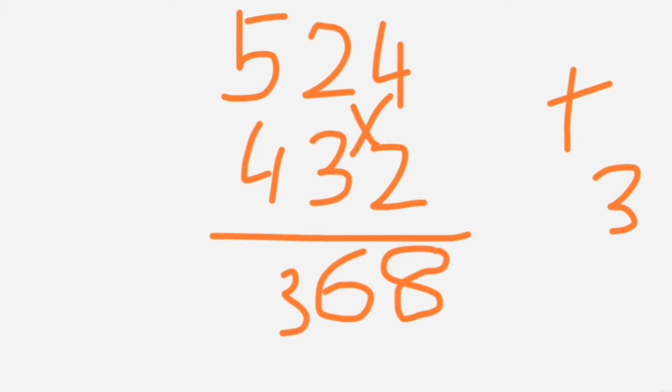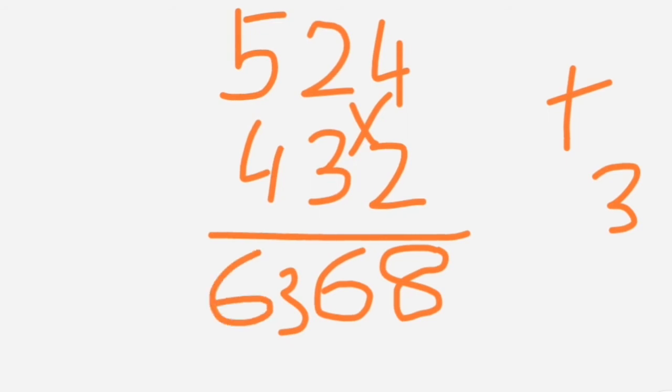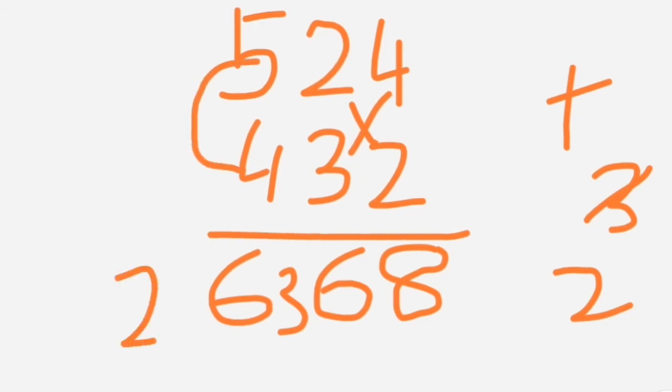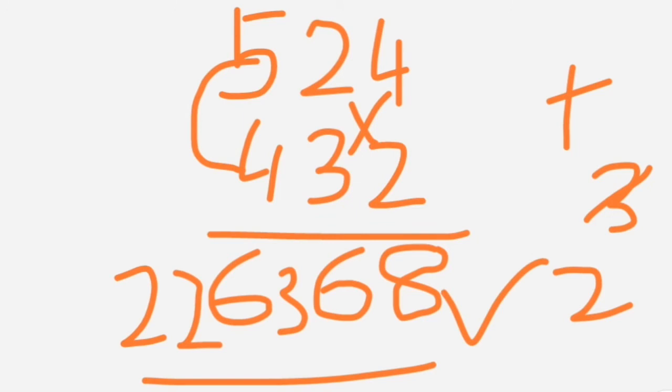The fourth step would be 2 into 4 plus 5 into 3, which is 15. So 15 plus 8 would be 23. 23 plus 3 would be 26. The last step would be 5 into 4, 20. 20 plus 2 would be 22. So this is the desired output. So what we have done now is multiply a 3-digit number by another 3-digit number.